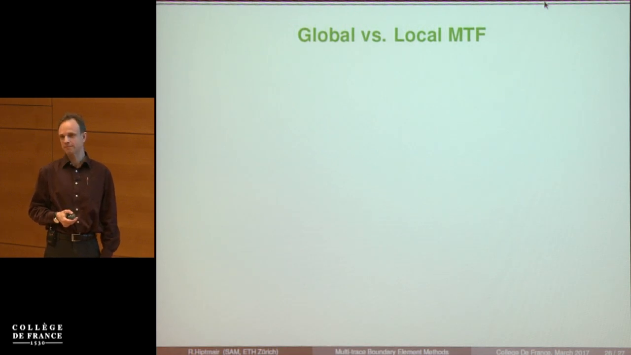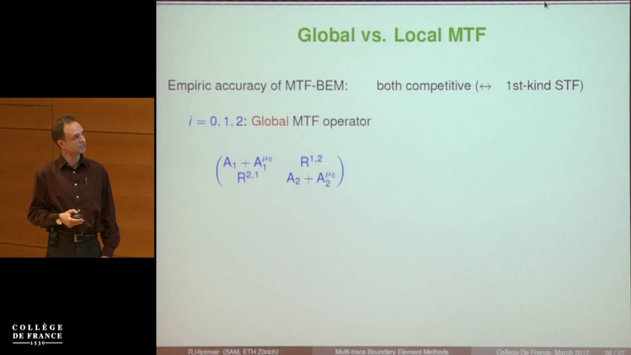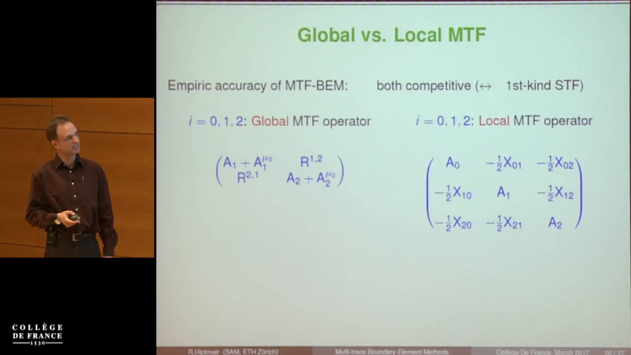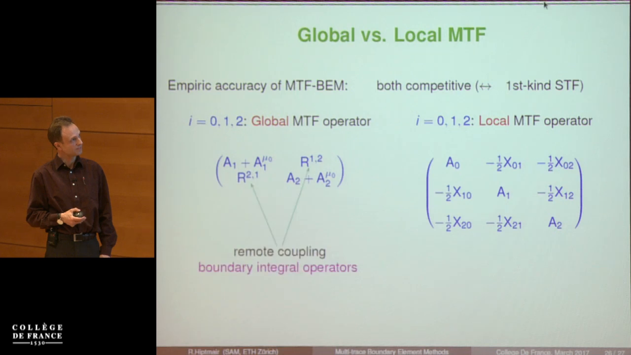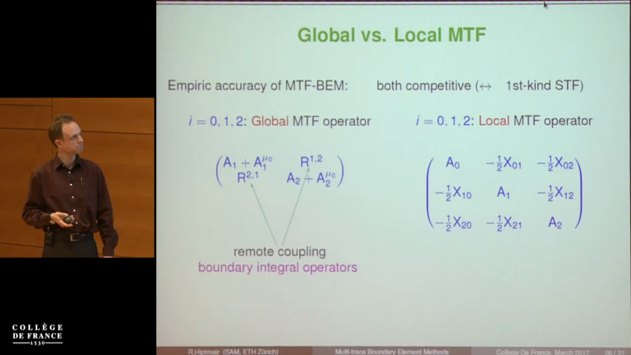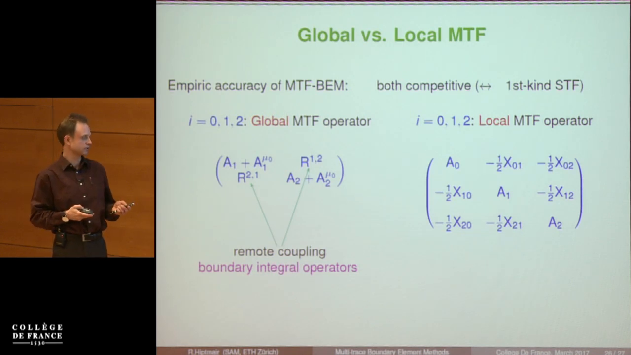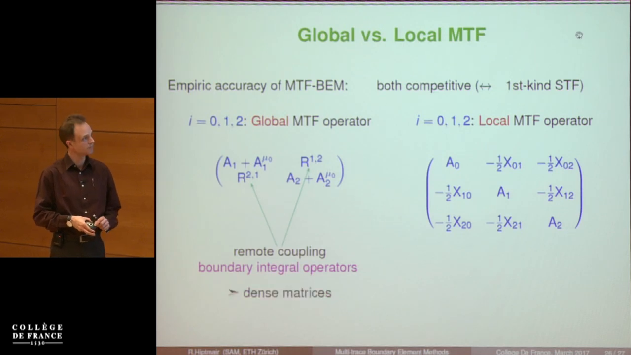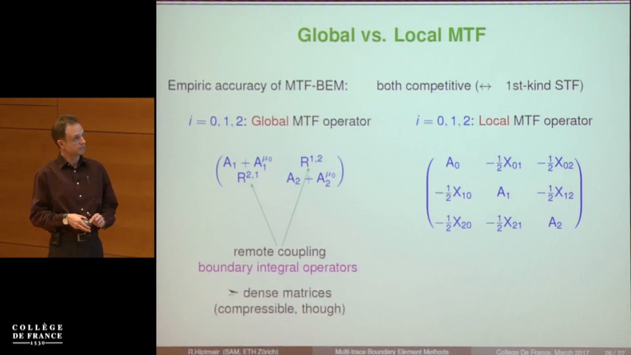So now we have 2 multitrace formulations, global versus local. For the simple setting, these are the operators. The global is very nice in terms of theory. There, everything is established rigorously and well known. Convergence of boundary element methods in energy norms is done. But, well, we've got these remote coupling operators, and they also, of course, have to be discretized. And they are non-local. Well, dense matrices here for R.